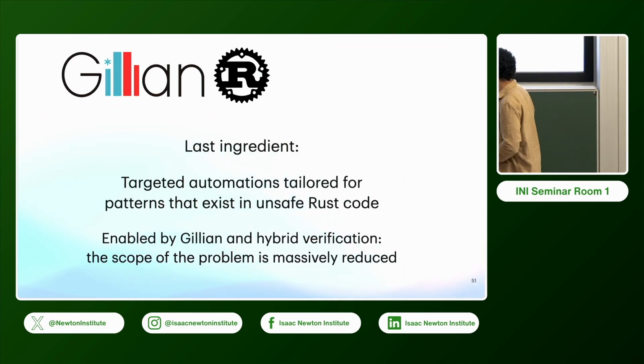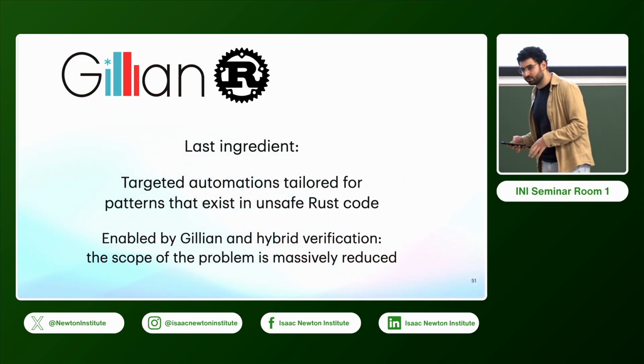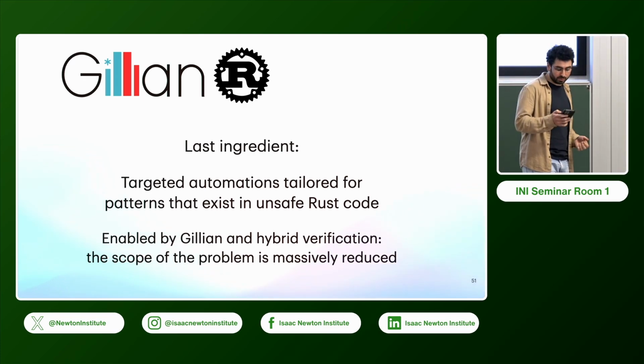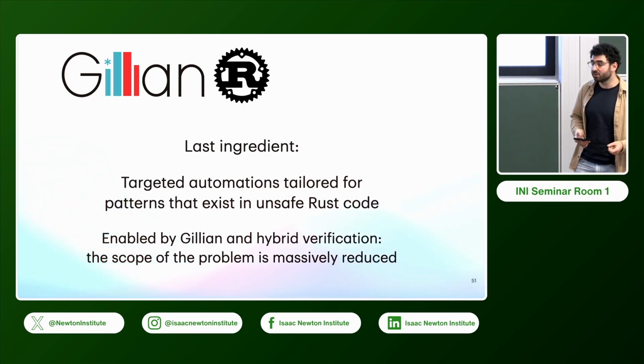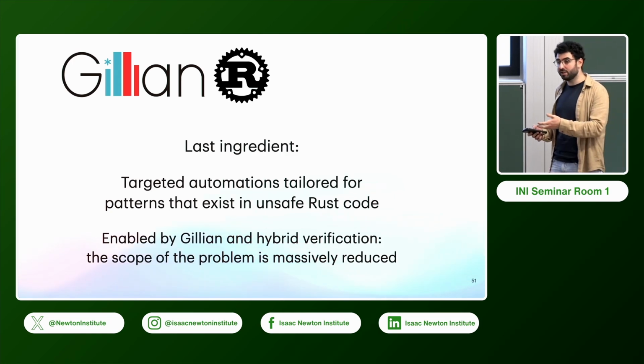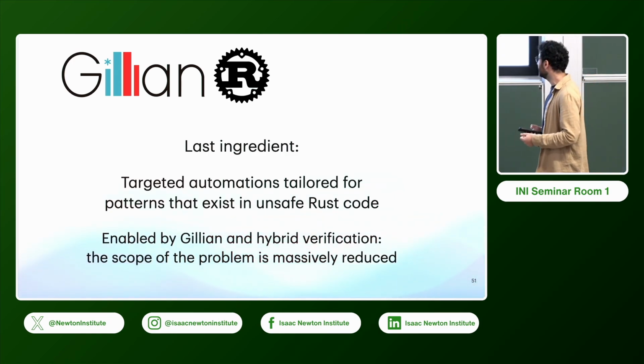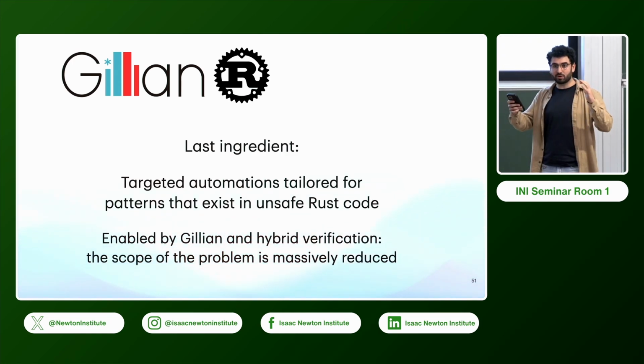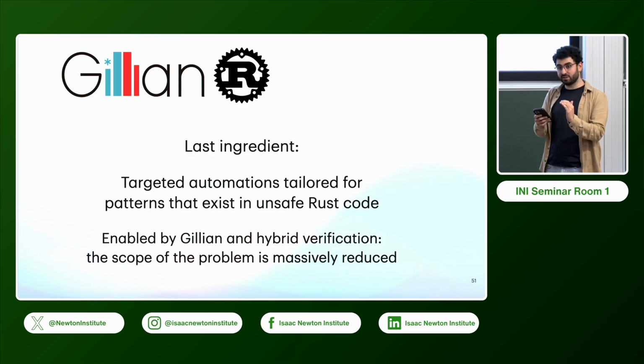So the last ingredient we need now is targeted automation so we can automate and improve performance on verifying just unsafe code. And again, it's enabled by the fact that we have Gillian and we can create our own automations and customize the tool. And with hybrid verification, because the scope of the problem is a lot smaller, we only have to verify unsafe code.